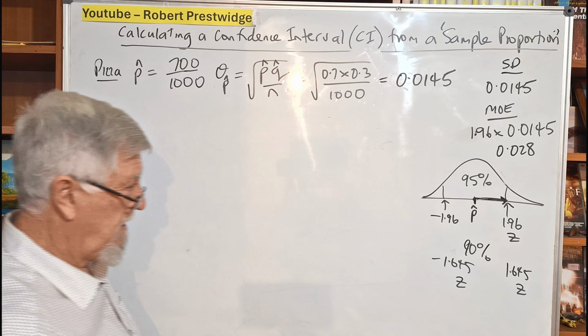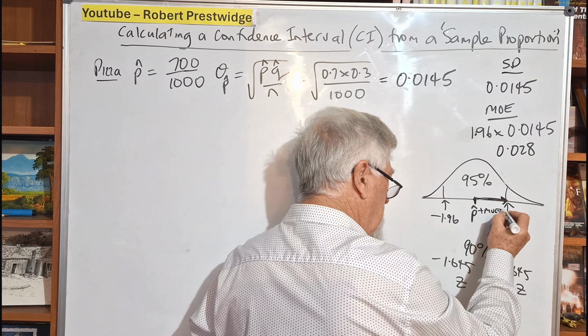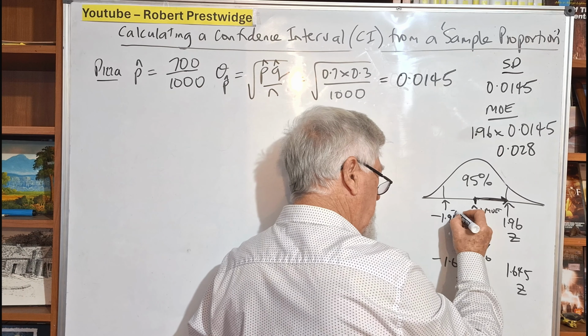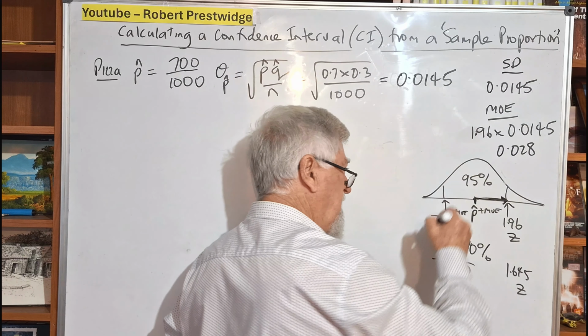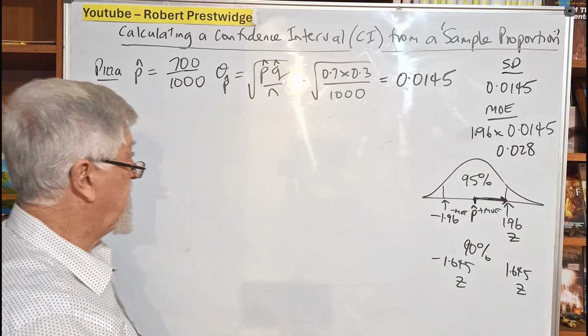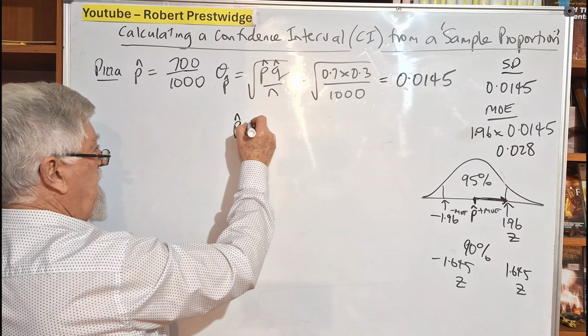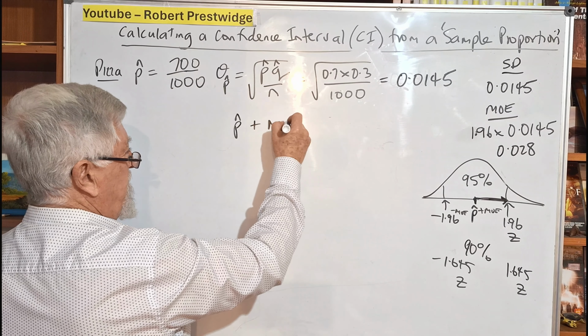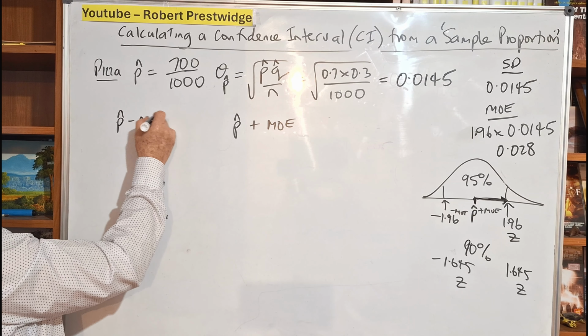So what are we going to calculate? We're going to start at our p-hat, we're going to add the margin of error, and we're going to subtract the margin of error to get these limits, these endpoints where we cut off for our confidence interval. So most people will be okay now, but let's have a quick look at it. It's p-hat plus the margin of error. I'm just going to write margin of error. So this is p-hat minus the margin of error.